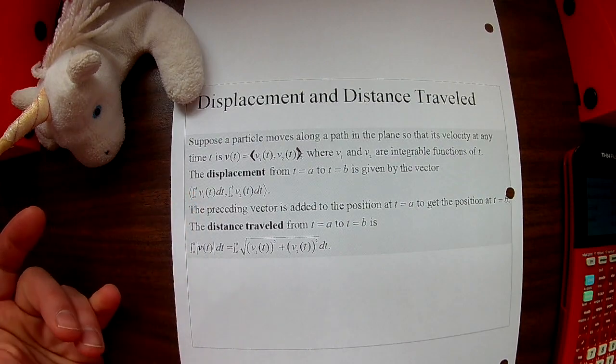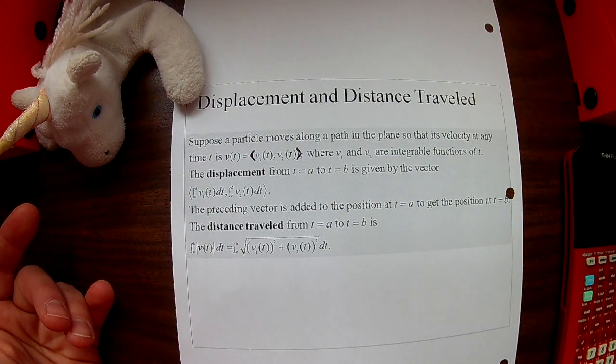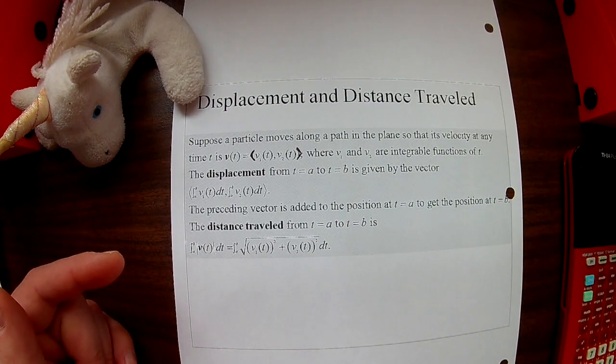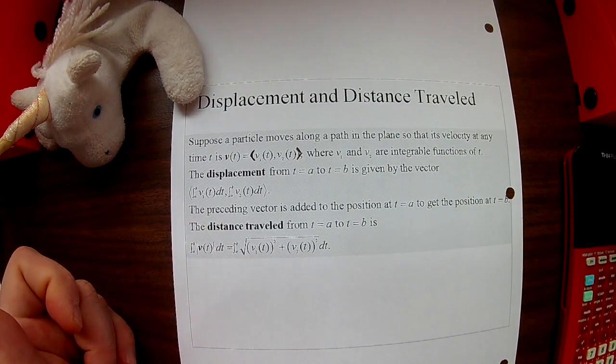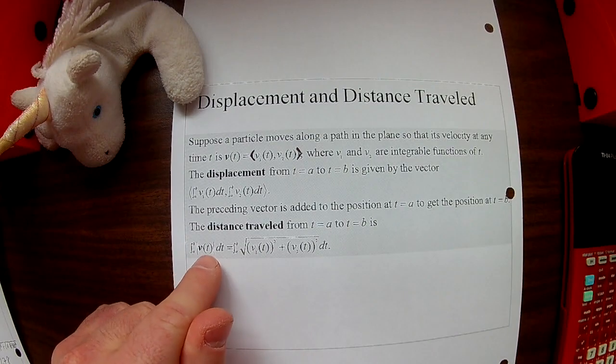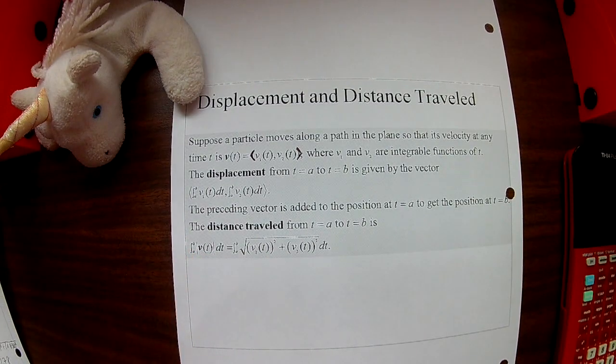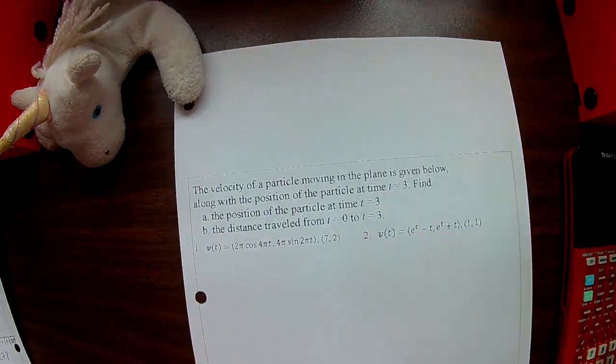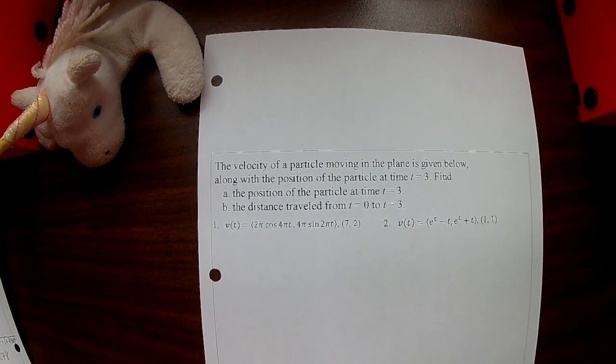Displacement is the integral of velocity. This was two chapters ago, on applications of integration. Distance traveled is the integral of speed right here. To find position, add your displacement to your initial position. Pause if you need to write this down. And I'm moving forward, always moving forward, never moving backward.